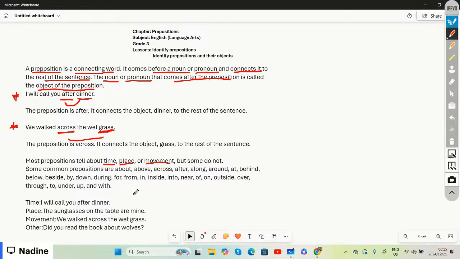Some of our common prepositions are words like about, above, across, after, along, around, at, behind, below, beside, by, down, during, for, from, in, inside, into, near, of, on, outside, over, through, to, under, up, and with. Those are some of the common prepositions.